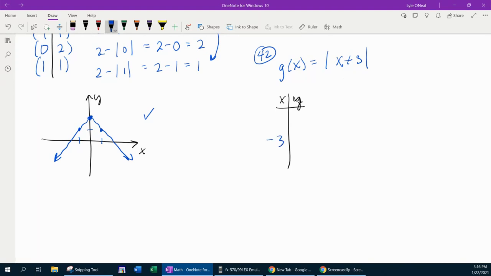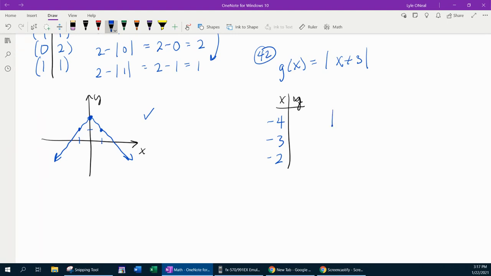Well, that's -3. And so that's going to be my center point, or the vertex of the V. And then I need to pick a number less than -3 and a number greater than -3. So -4 is 1 unit less than -3. -2 is 1 unit greater than -3. And it's nice if you stay symmetric, 1 unit below, 1 unit above, and that'll keep your y's symmetric.